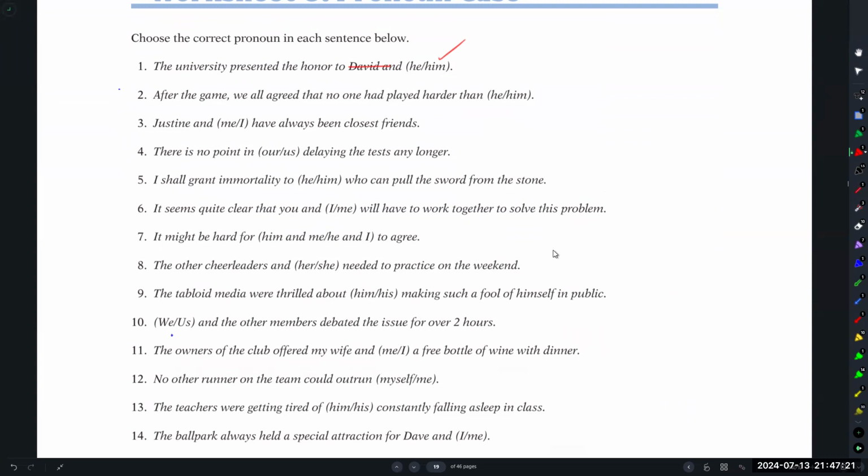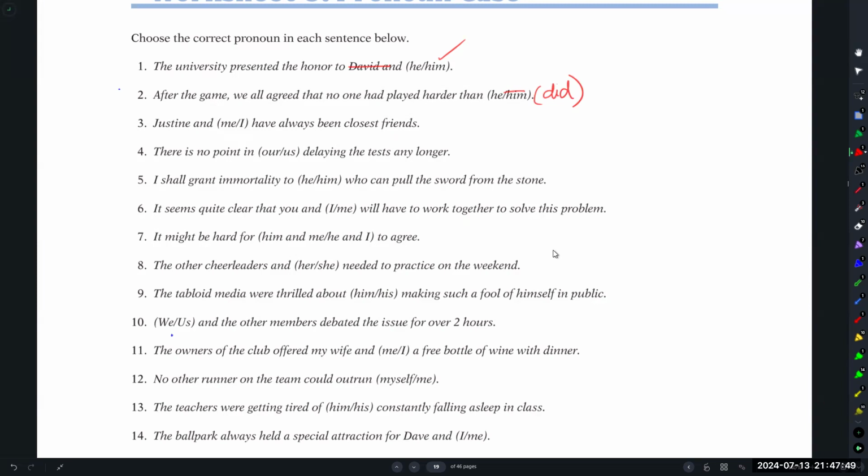Okay, ji. After the game, we all agreed that no one had played harder than. Don't get this wrong, please. Yeah, Khadija. Yes, Father. Yes, Manu. Good, Nafi. Shabash. Where's Sherbano? Why aren't you typing? Yes, Murza. He did. Sherbano, please pitch in.